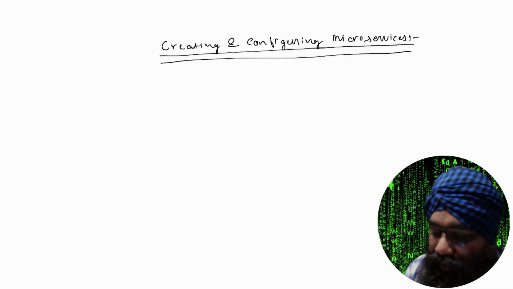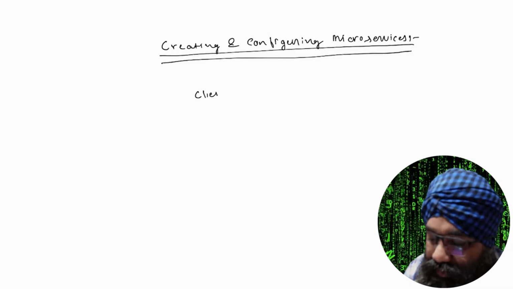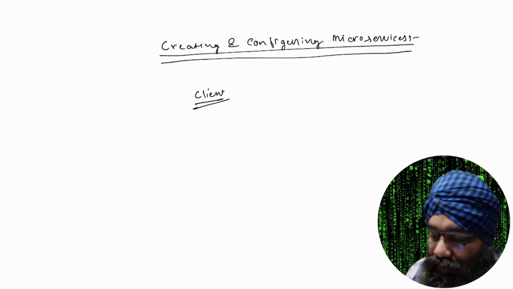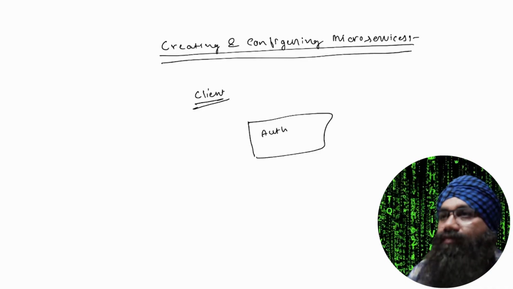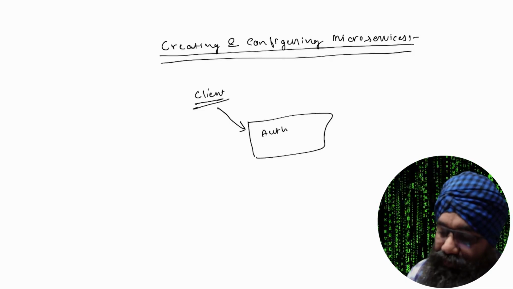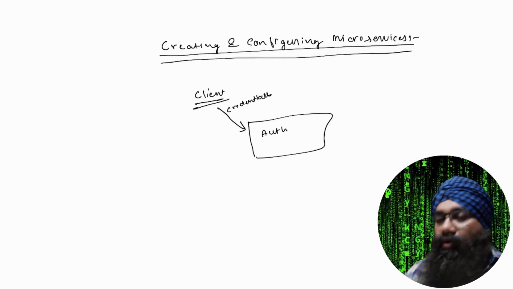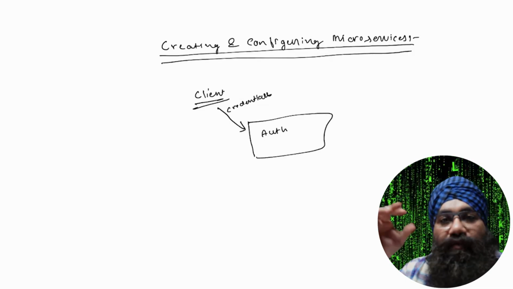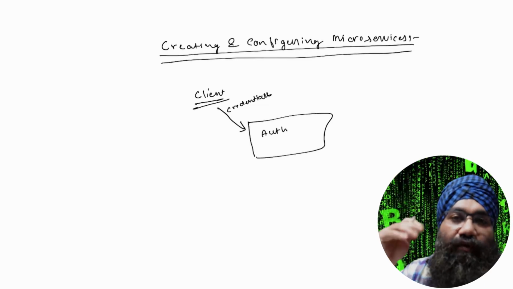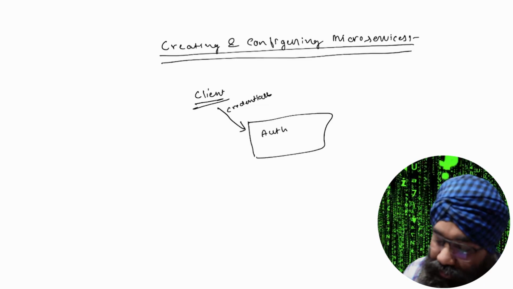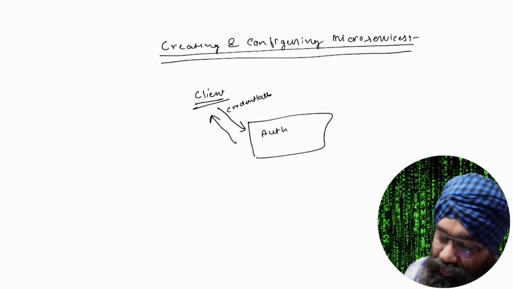Whenever a client sends a request to a microservice, first he needs to authenticate himself. So he needs to call the authentication service with the credentials. The authentication service is responsible for authenticating the client. He is correctly authenticated if his ID, password, whatever he has sent is correct. The authentication service will return him a JWT token.